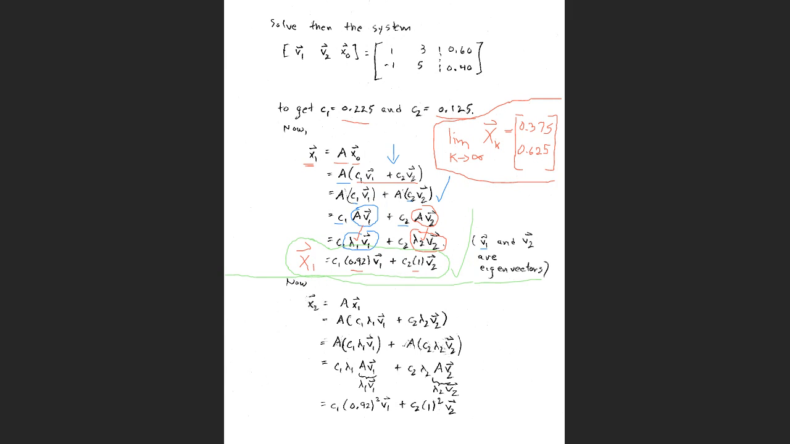All right, well, let's continue. So x1, great. What about x2? What about the state vector after 2 steps? You know, that x2 is the population distribution after 2 years for the city and the suburbs. Well, x2 is A times x1, but x1, okay, we know what x1 is.